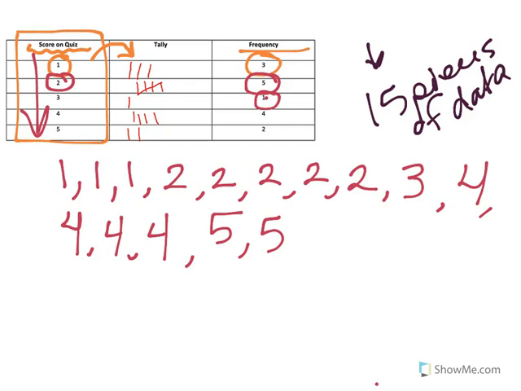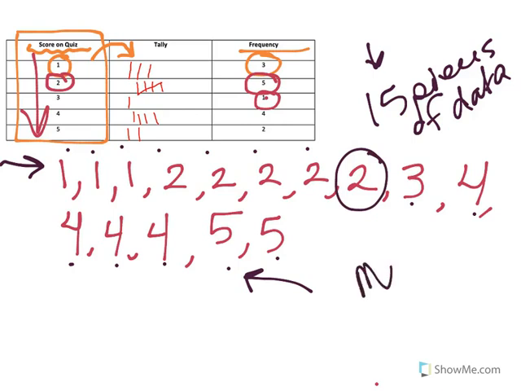So if I count 1, 2, 3, 4, 5, 6, 7 pieces of data from the left, and I count 7 pieces of data from the right, 1, 2, 3, 4, 5, 6, 7, I am left with 1 piece of data directly in the middle. So the median of this data set is 2.